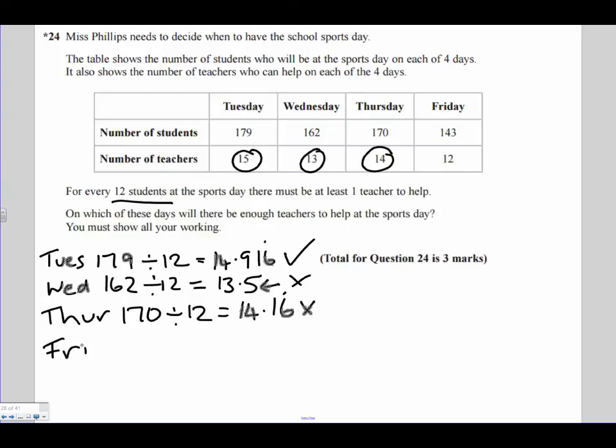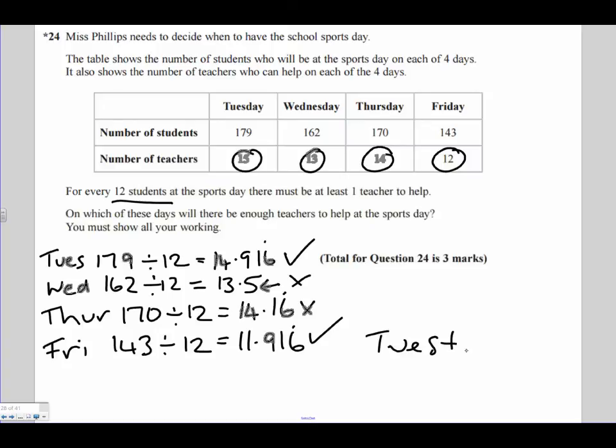Finally, Friday, we have 143 students. Divide it by the 12 students per teacher. And we have 11.916 recurring teachers required. Well, we've got 12 available, so we could have the sports day on Friday. So Tuesday and Friday are suitable.